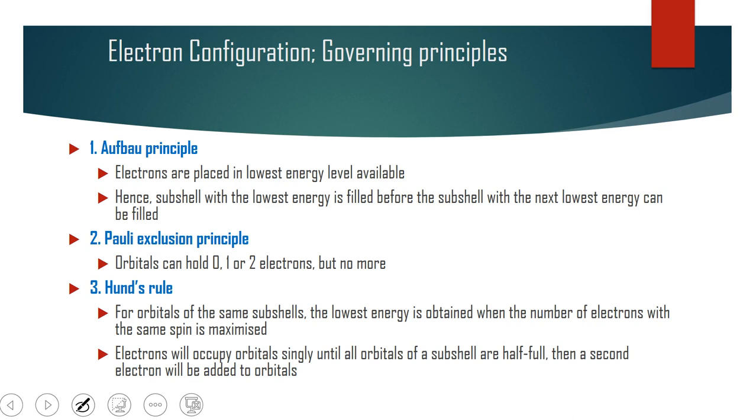And then Hund's rule says that for orbitals of the same subshell, the lowest energy is obtained when the number of electrons of the same spin is maximized. This means if I had, say, my 3p, where I've got 3 orbitals, if I was putting 3 electrons into my 3p, they actually go 1 per orbital before we come back. So we keep them without a pair as much as possible, and then we come back and pair them.